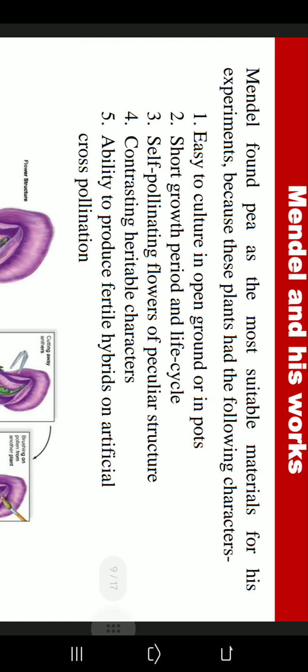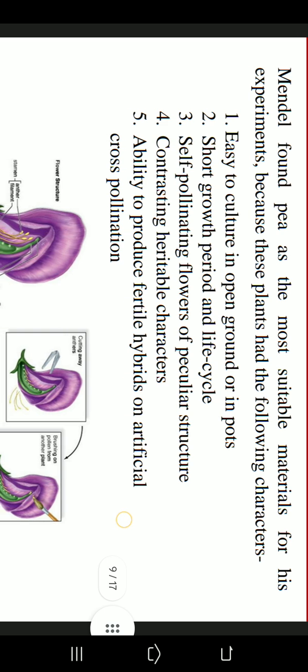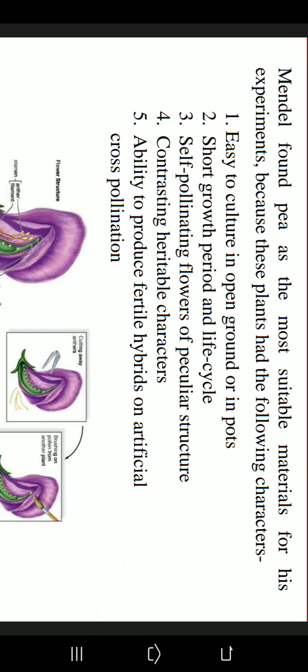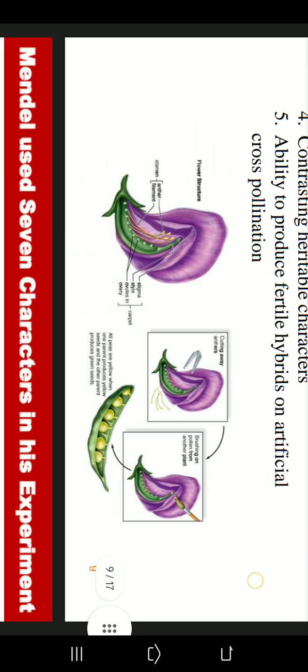Then we will learn he chose pea plants because they are easy to culture in open ground or pots, have a short growth period and life cycle, have self-pollinating flowers of peculiar structure, have contrasting heritable characters, and have the ability to produce fertile hybrids on artificial cross pollination.